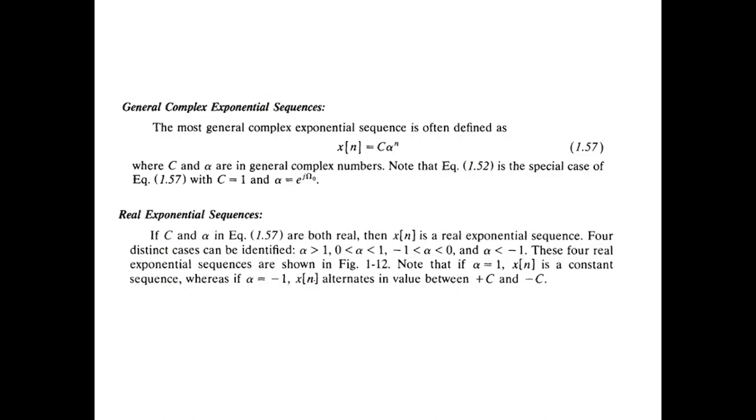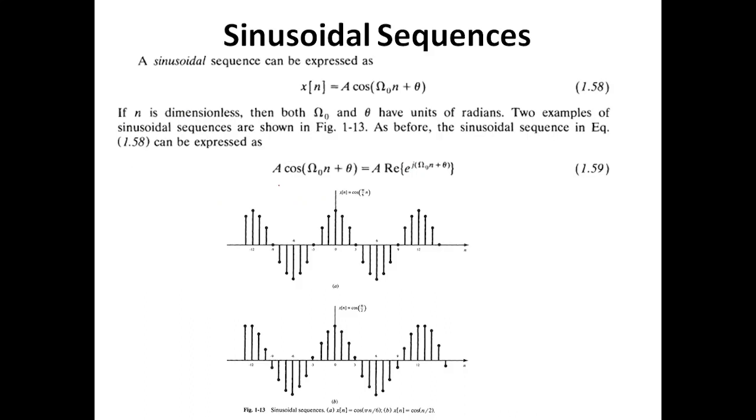Again, the general complex exponential: if c equals 1 and a equals alpha equals e^(jω₀), then we can get a general complex exponential sequence. For the real exponential, both c and alpha should be real. Now the sinusoidal sequences, again the same thing: x[n] = A cos(ω₀n + θ), where ω₀ is the frequency and θ is the phase.